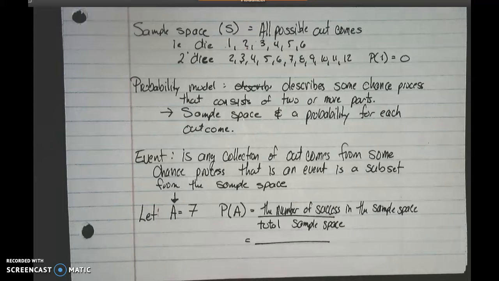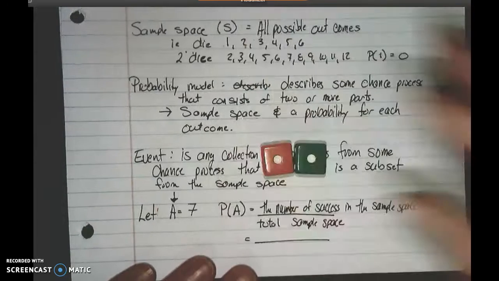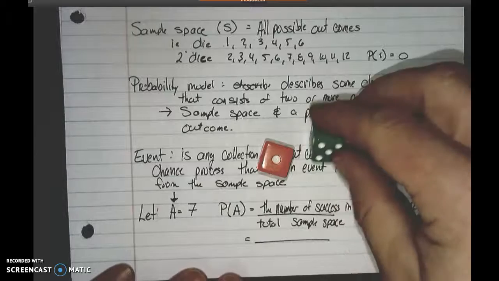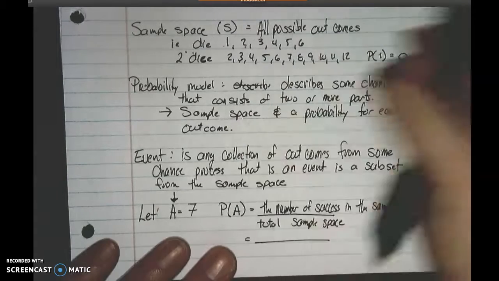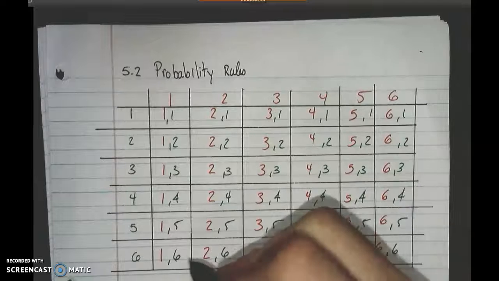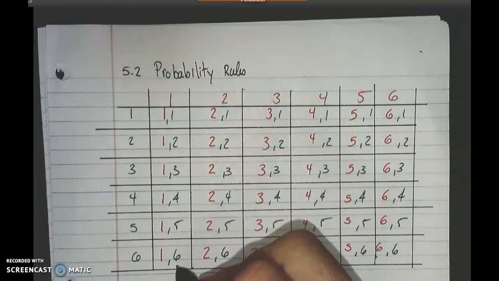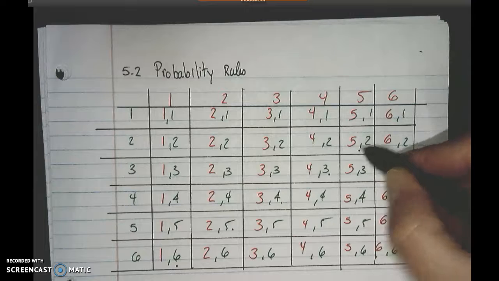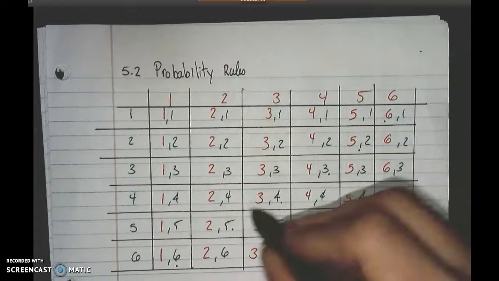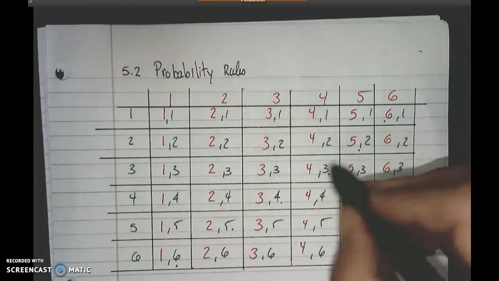All right, so if I go like that, and I'm rolling 2 dice, and I'm looking at 7. How many different ways can we get a 7? Well, if you go back to your table, 1 plus 6, 2 plus 5, 3 plus 4, 4 plus 3, 5 plus 2, 6 plus 1. So it's this whole diagonal. So 1, 2, 3, 4, 5, 6 of them.